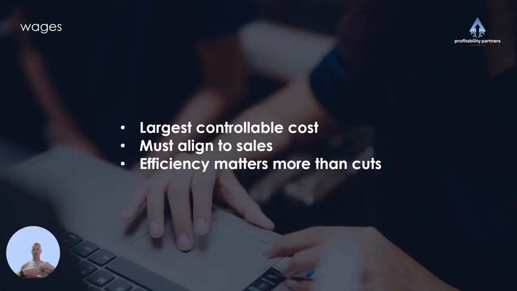So wages is the next one. It's the largest controllable cost. What that means is you've got the most influence over wages. You need wages, of course, because you have to sell, but they are controllable more than any other expense. And by being controllable, sometimes it needs to go up if there's more sales. Sometimes it needs to go down if there's less sales. You always must align it to sales. And efficiency, as a sales percentage, matters much more than cuts. Because you don't want to be cutting wages to a point where you're affecting revenue. You've just cost yourself profit. You haven't gained profit in some cases when you do that.